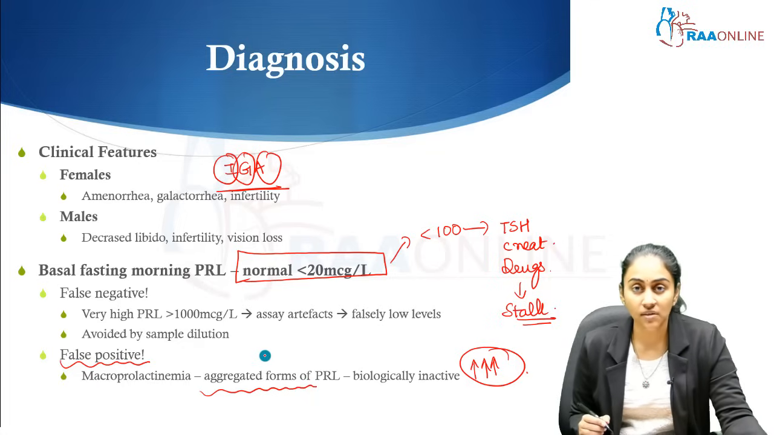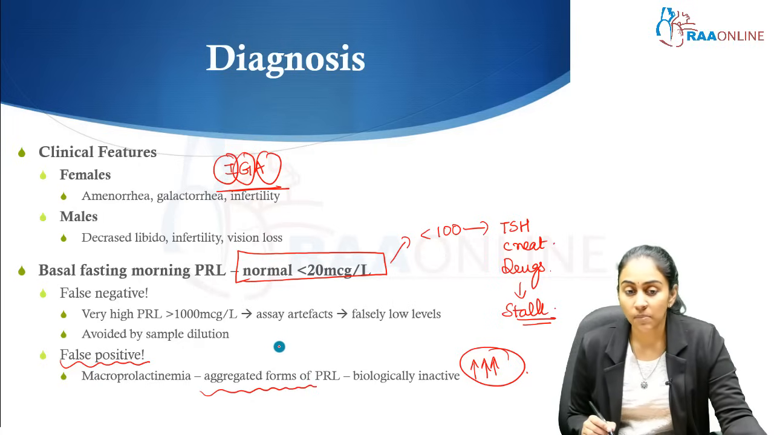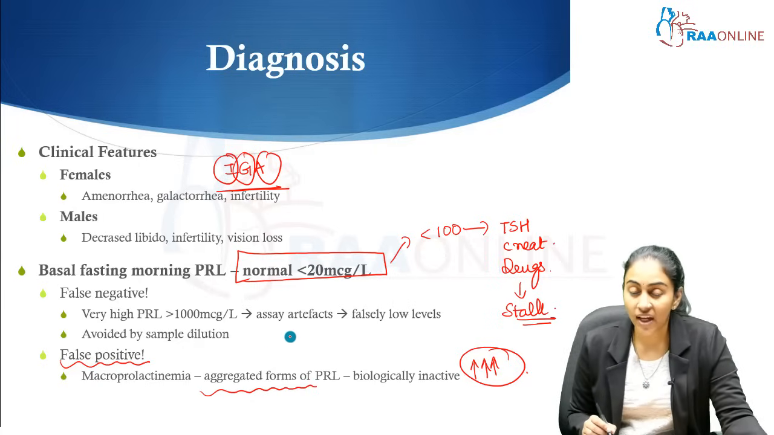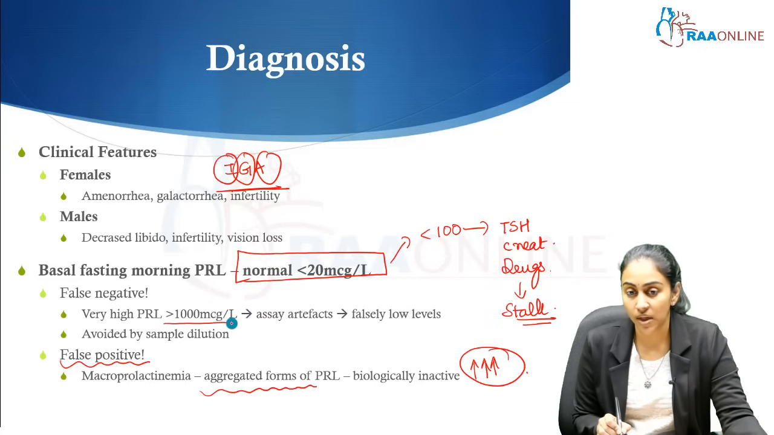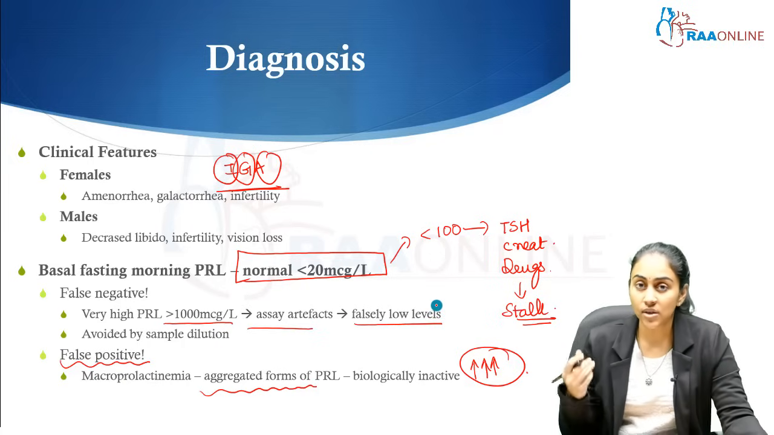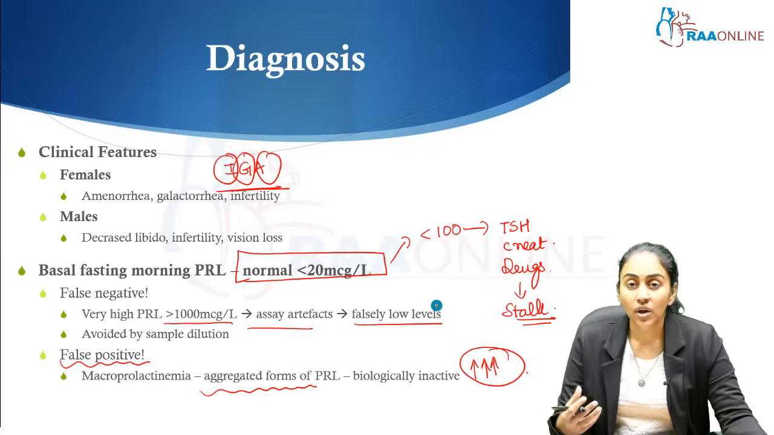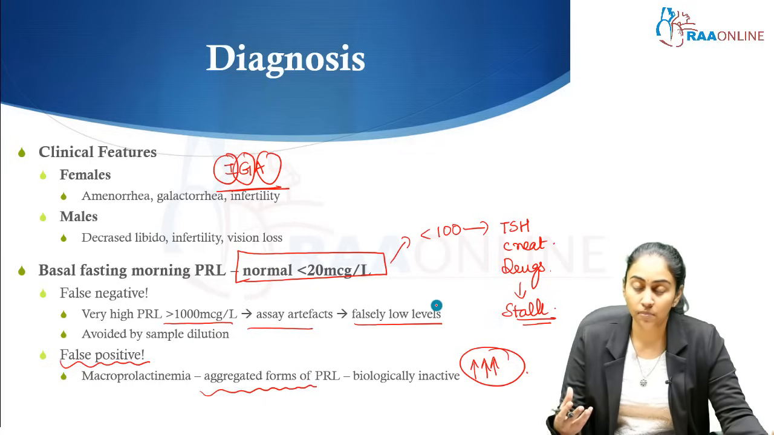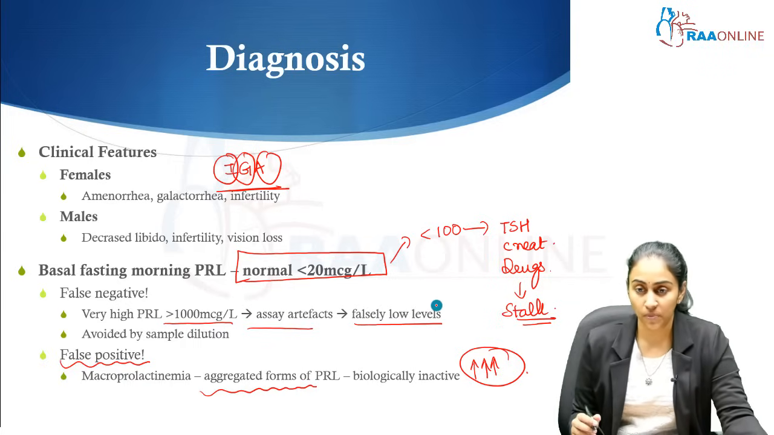Sometimes when you are evaluating a very high prolactin level and everything else is normal, it could just be macroprolactin. Similarly, we need to keep in mind false negatives also. A very high prolactin, let's say more than 1000 microgram per liter, because of assay artifacts, is going to give you falsely low levels. So, whenever you are evaluating a macroadenoma and there's a high clinical probability that it could be a macroprolactinoma, then you always ask for a sample in dilution. That will avoid this problem.